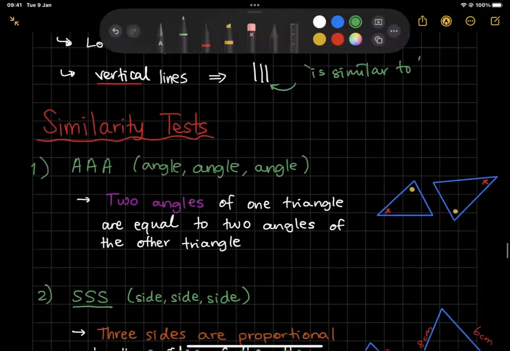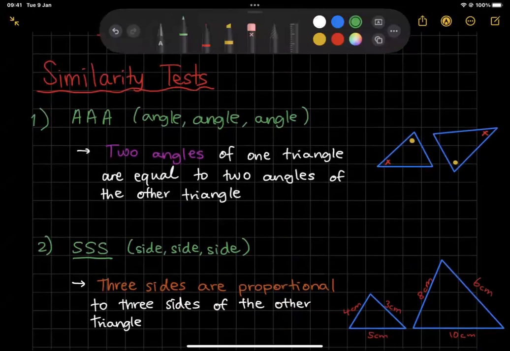Let's look at some of the four tests. Comparing it to the congruent test, there'll be some that's exactly the same. As you can see, SSS is still there, but what it actually means in each test for similarity and congruent will be a little bit different. Okay, so similarity test, the first test is AAA, which we didn't see in congruency. Hopefully you don't get confused between the similarity test and the congruency test.